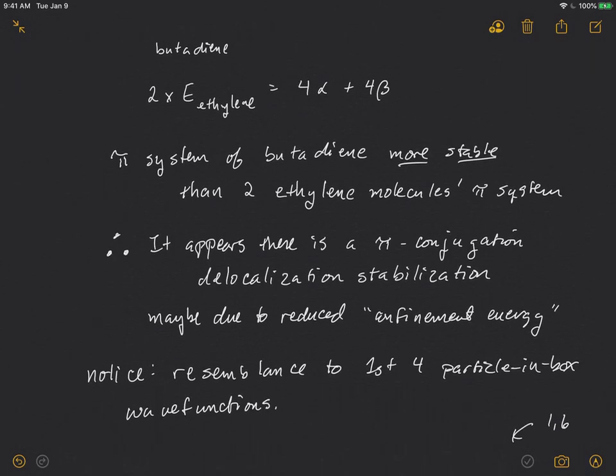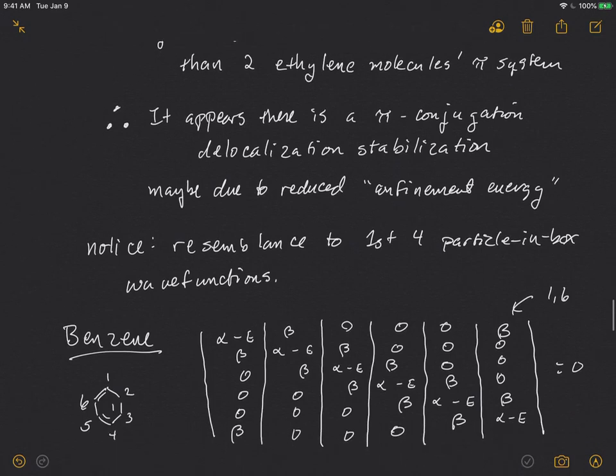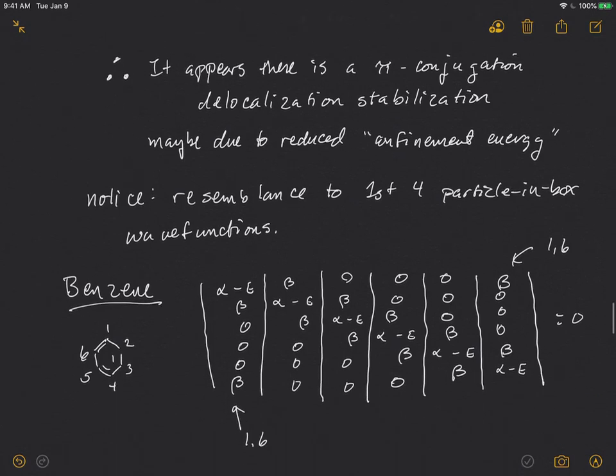We can also notice that, I made mention above that the wave functions look a little bit like particle in a box wave functions. There's a resemblance. They don't look exactly the same, but we can see some similarities.